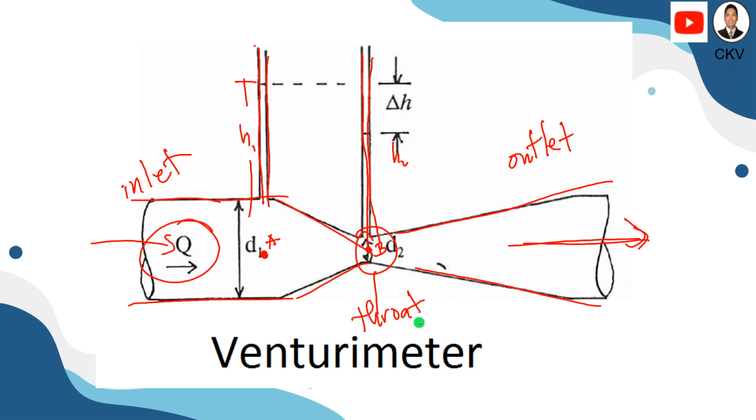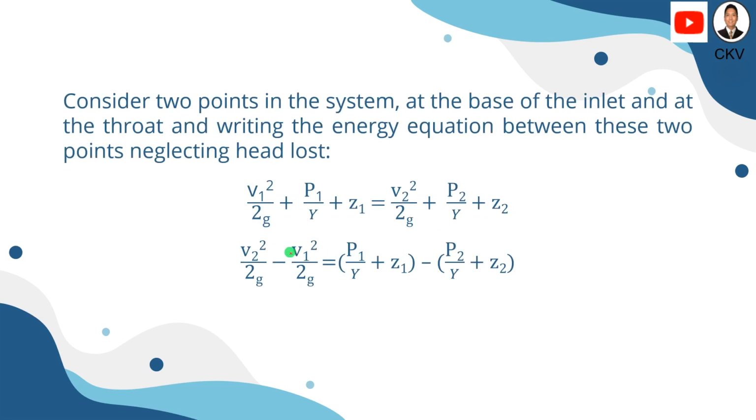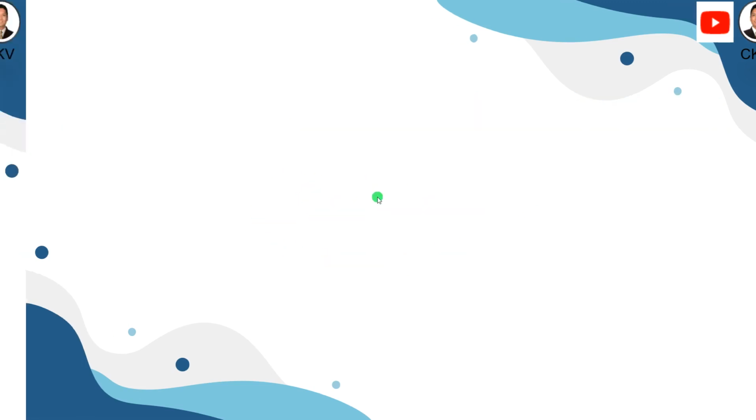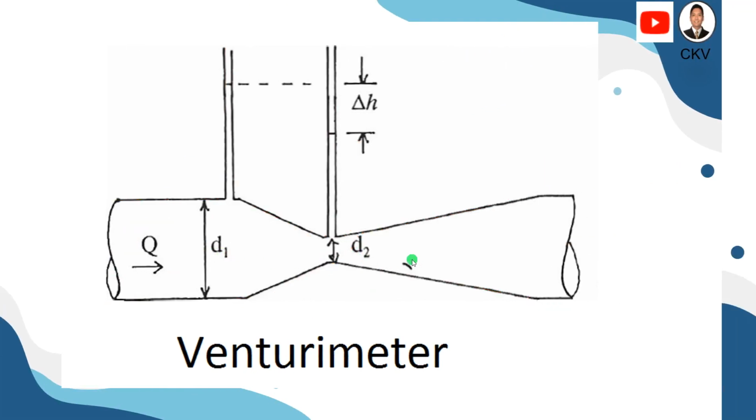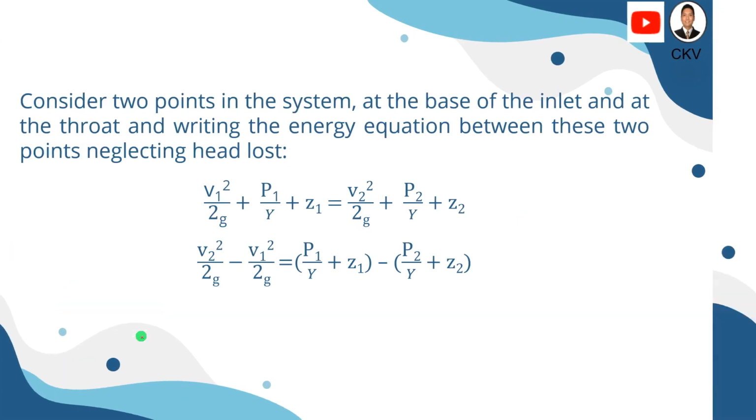Okay, so again, we will use the Bernoulli equation. So later we will answer some sample problems in the Venturi meter by just applying the Bernoulli equation. So considering those 2 points that I've identified here, we will just apply the Bernoulli energy equation in order for us to determine either the velocities on each point as well as the discharge.